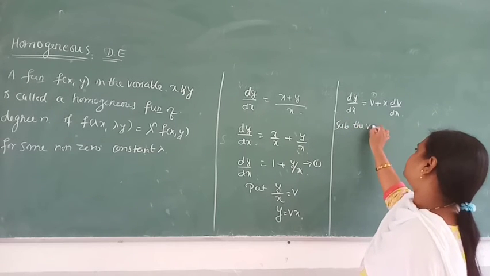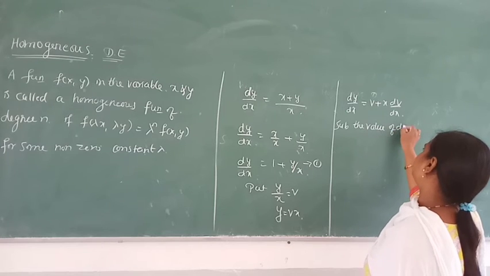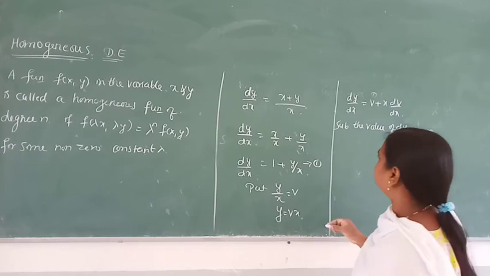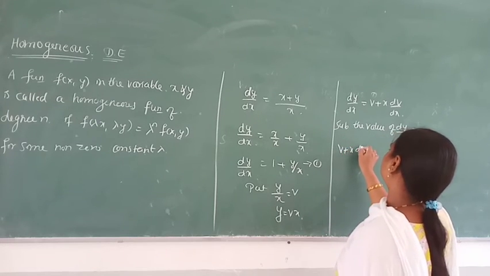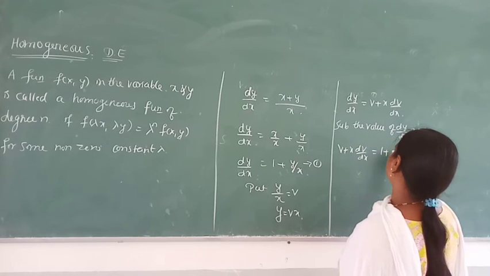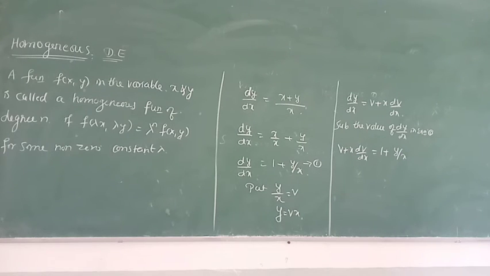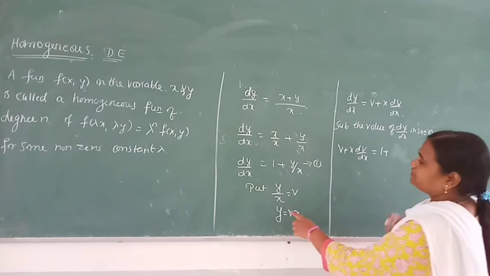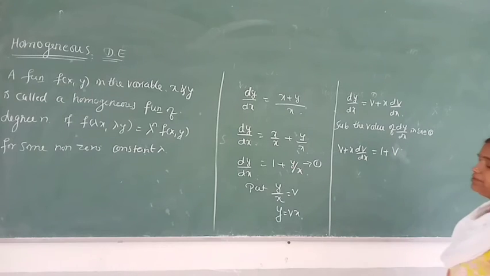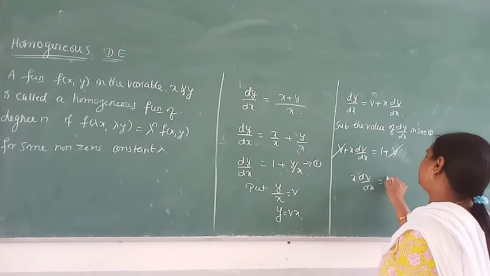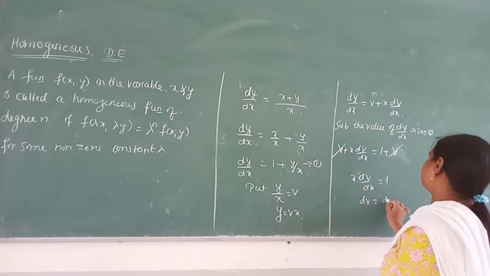Substitute the value of dy by dx in equation 1. What we get is v plus x into dv by dx is 1 plus y by x. But y by x we consider as v, and this v gets cancelled. Left is x into dv by dx is 1, or dv is equal to dx by x.